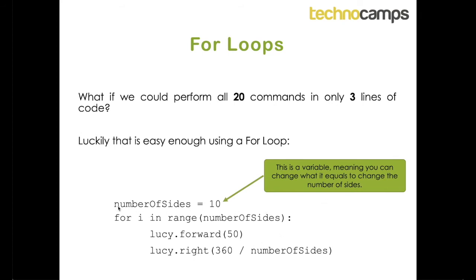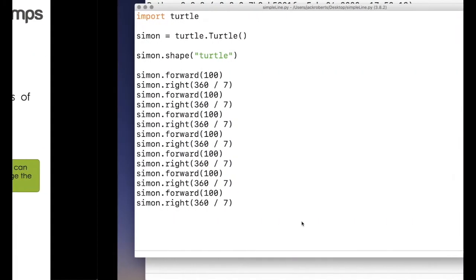Where I've set this variable, this box, this storage container to equal 10. So every time I talk about number of sides, I'm talking about number 10. So this is counting from I equals 0 to 10. So it means you'll do dot forward and dot right 10 times. We're also using number of sides next to the division. This is so we don't have to change both of the numbers here and the numbers there. I'll show you what I mean.